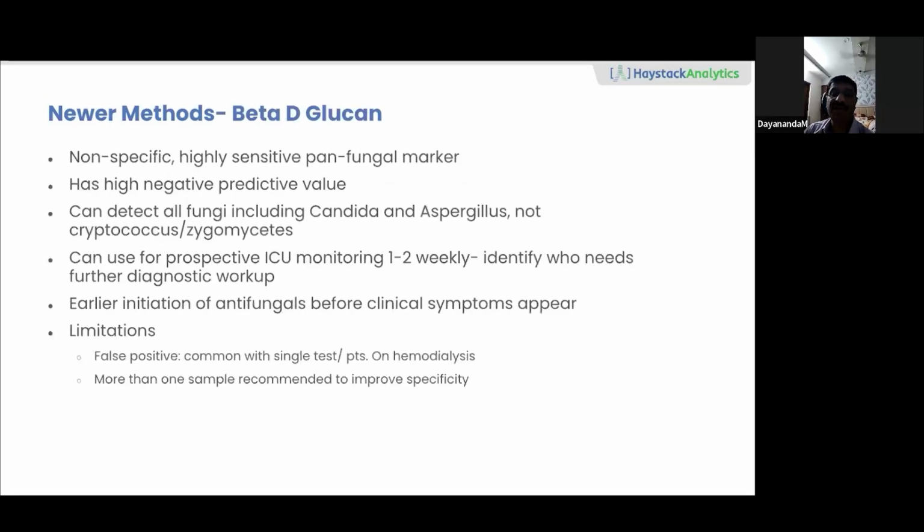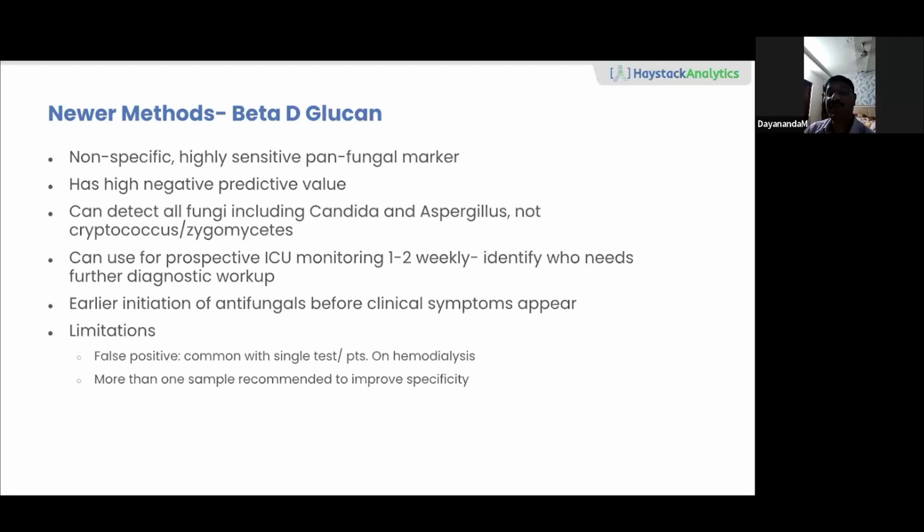So other markers like beta-D-glucan, which we have done in this patient, is a pan-fungal marker. It is very non-specific, but it is highly sensitive. So it has a high negative predictive value. If the value is low, you can easily rule out, at least, saying that it can be a fungal infection. It may not be a fungal infection.